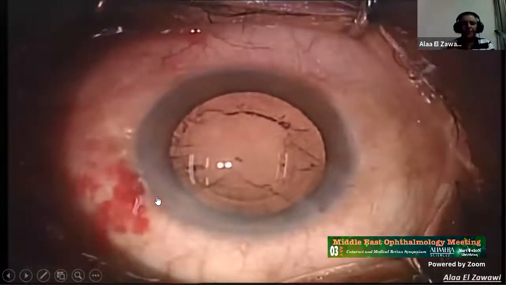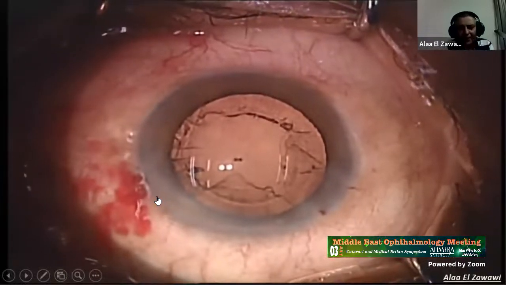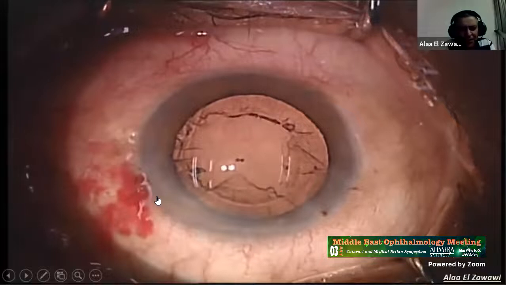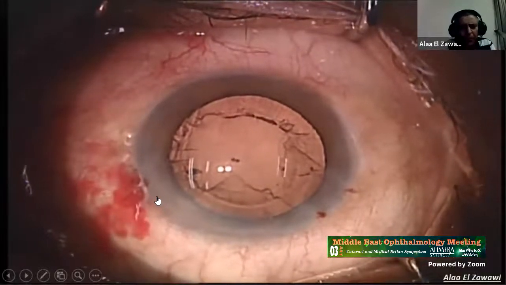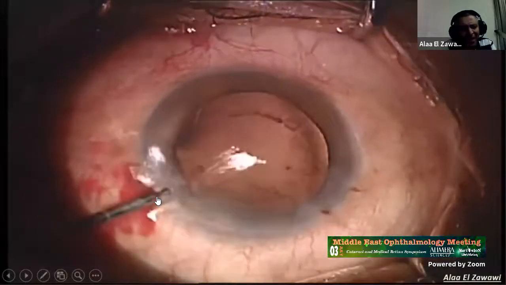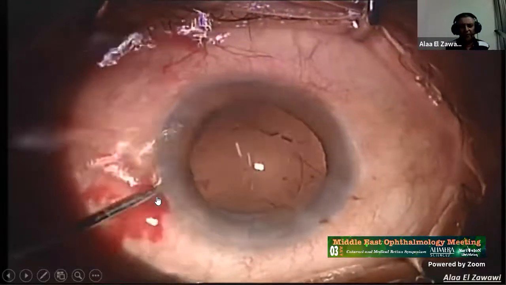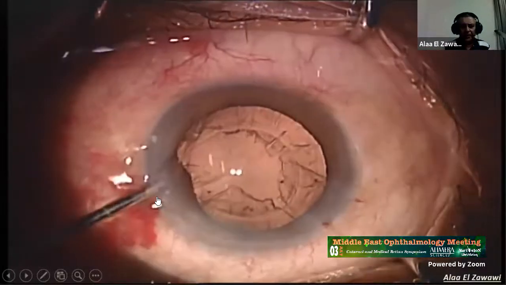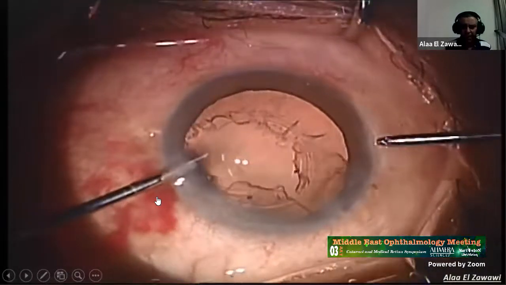Just have a look here, please, during irrigation aspiration, and try to concentrate. Because at that time, I was not concentrating. It's such an easy case, and we are going to finish, and the nurse is putting the IOL in the cartridge and everything. Here, it happens that I don't know where the entry is. Yes, it's here. And I entered, it's okay.